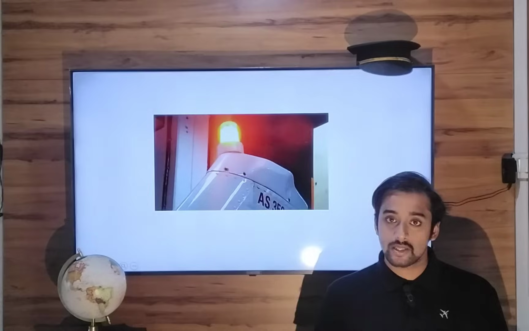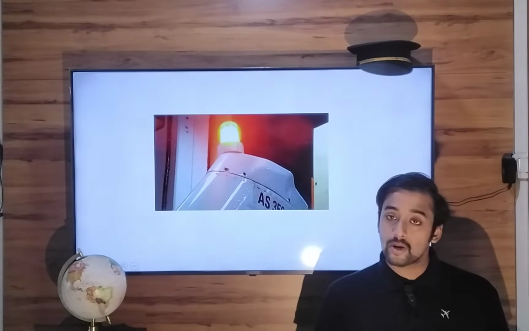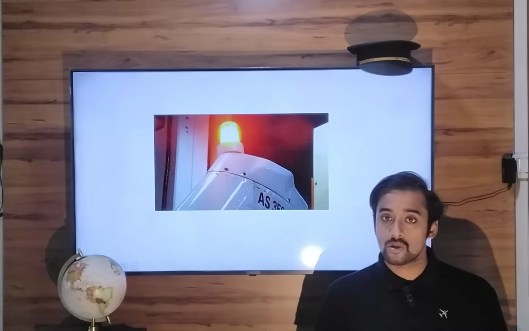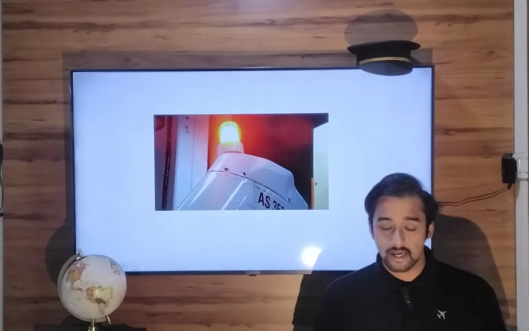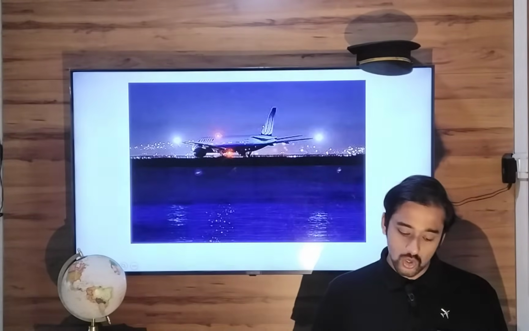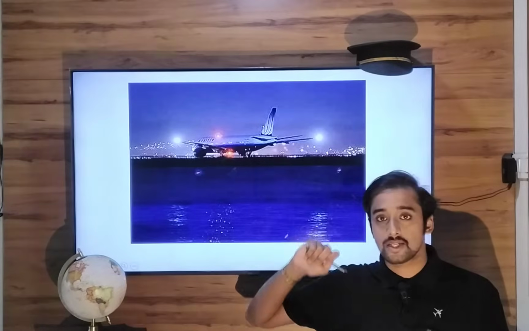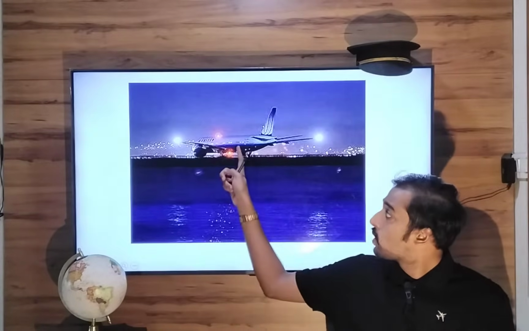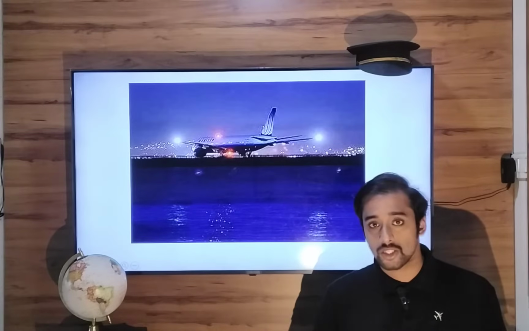Previous question was the second last question before this about beacon. So this is how beacon looks on the tail of the aircraft, on the top of the tail of the aircraft, red in color. And then we have strobe lights, which are located on the wing tips, which are white in color. So both are anti-collision lights. Also, you have anti-collision lights on the top and bottom of the fuselage.